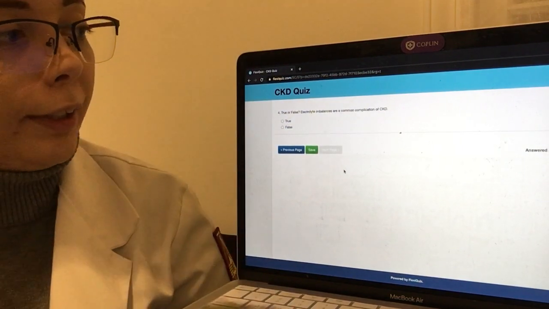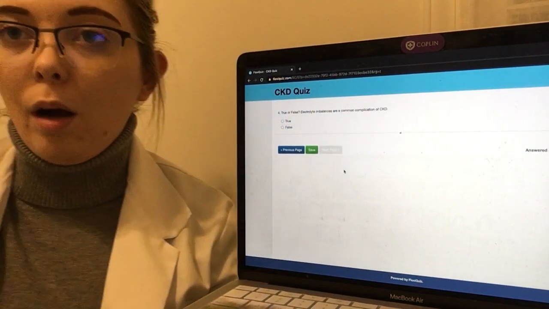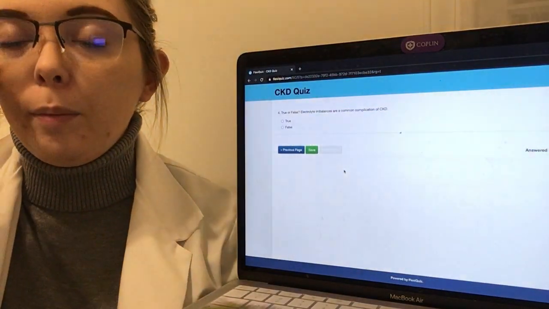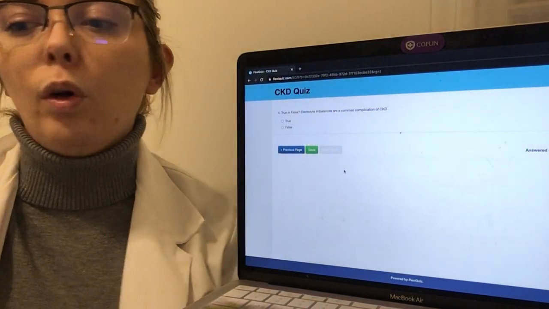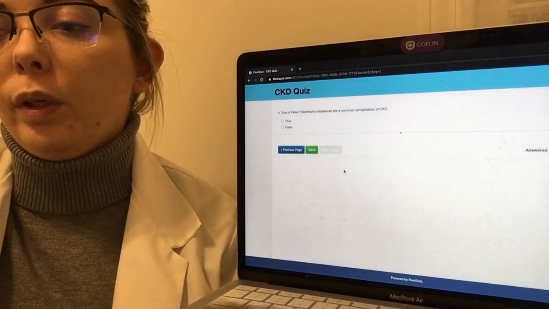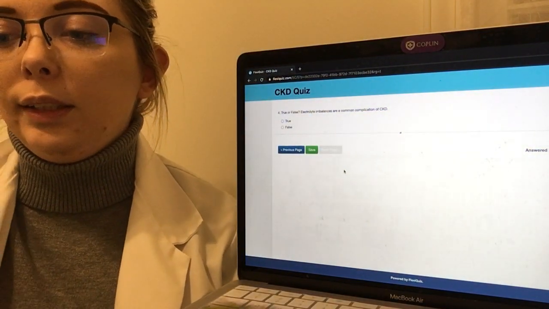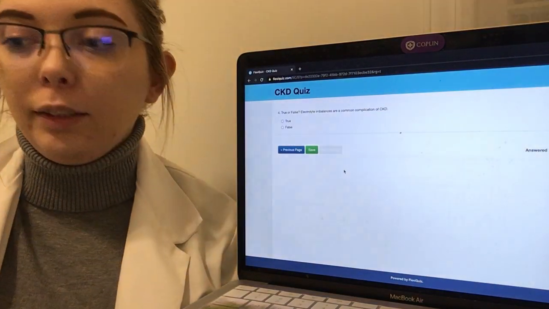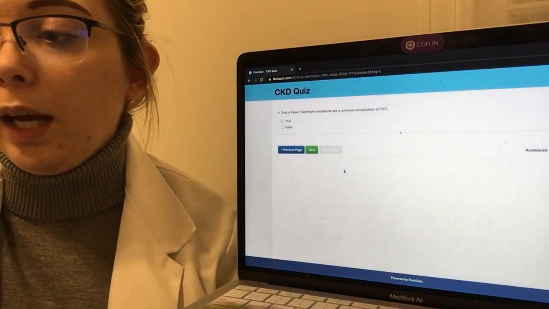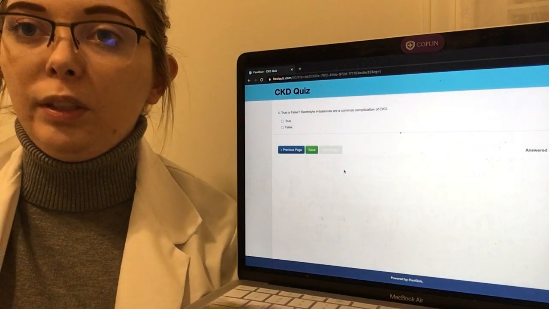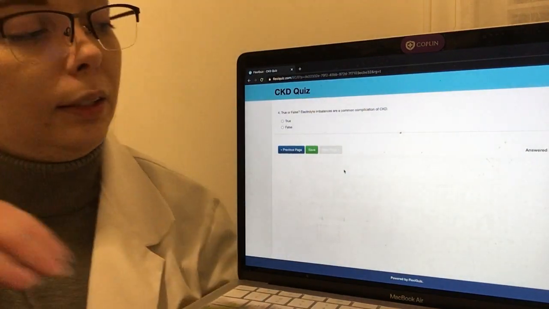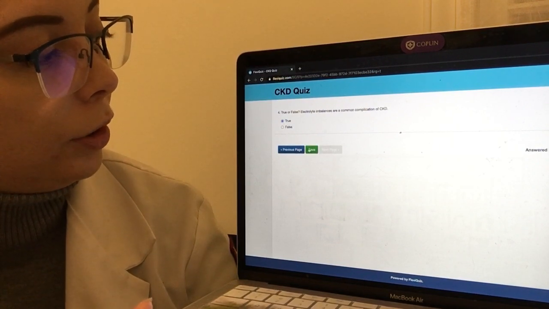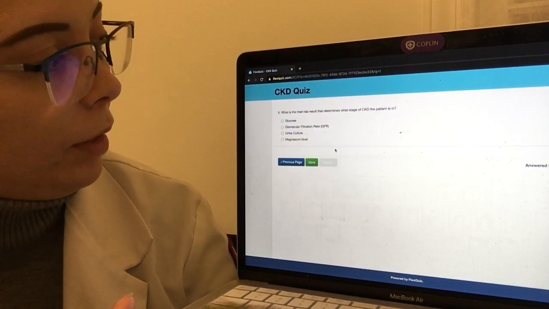True or false? Electrolyte imbalances are a common complication of chronic kidney disease. So when you think of this question, maybe go back to the labs and see what we are looking for with those labs. We're assessing urinalysis, BUN, CBC, and then the blood electrolytes, which is the decreased sodium and calcium, and then increased potassium, phosphorus, and magnesium. So that is true. We are looking for electrolyte imbalances.